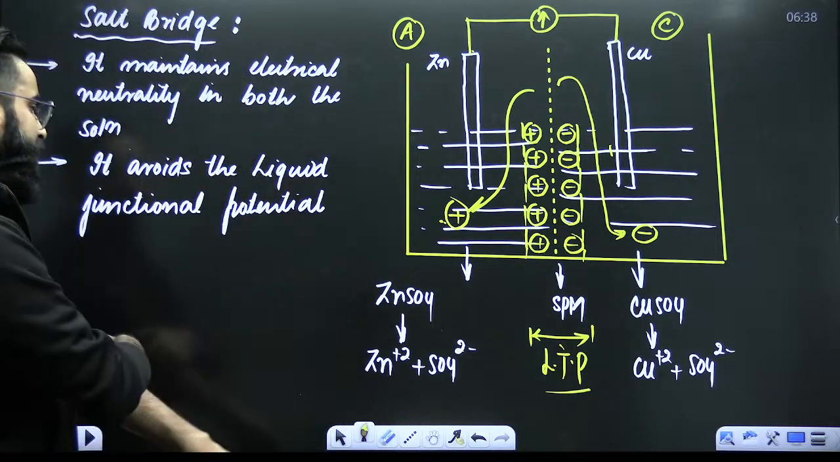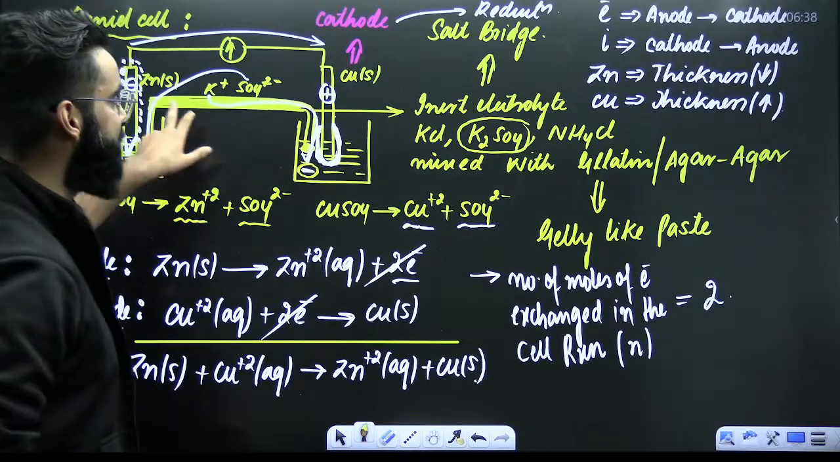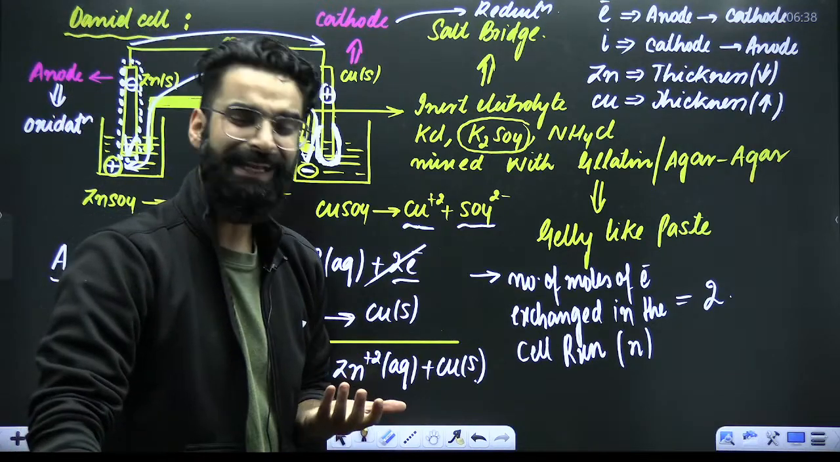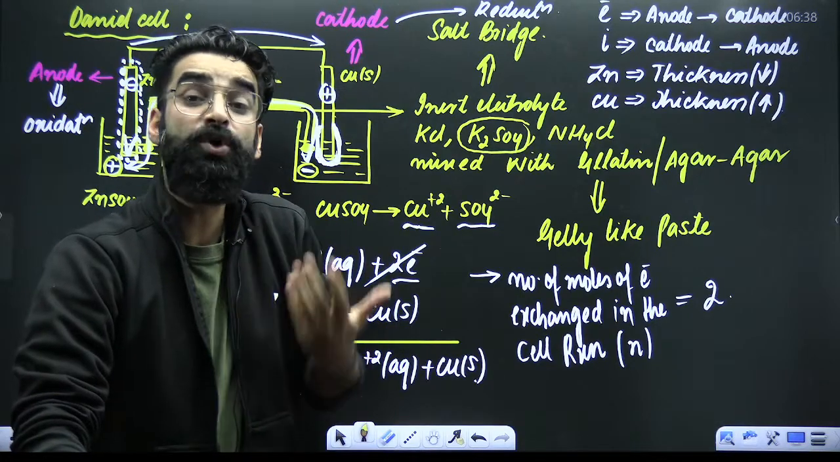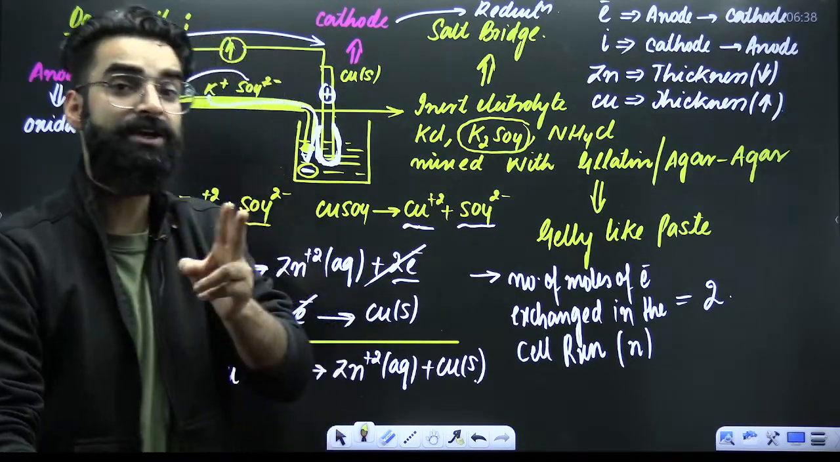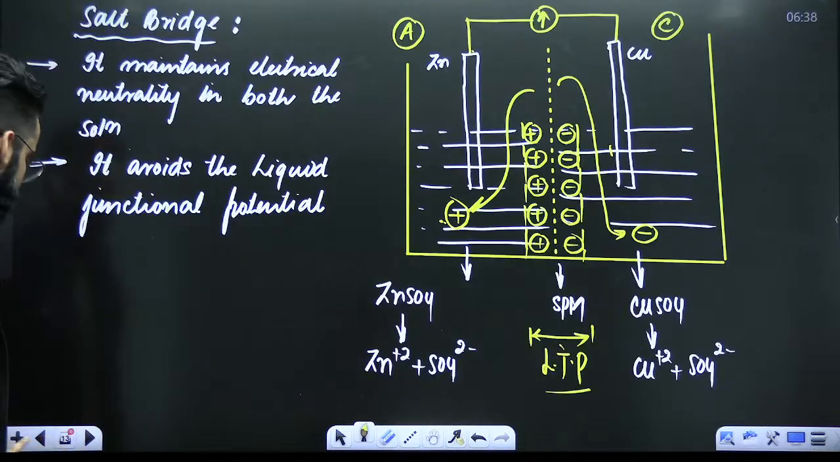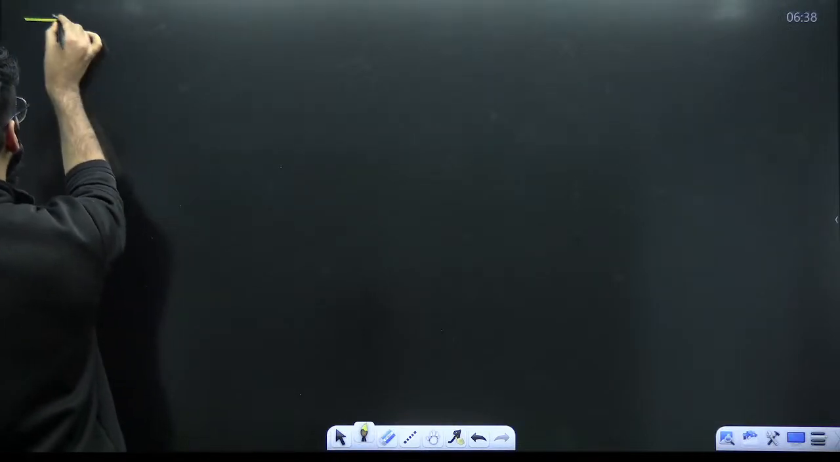Wonderful. Now have a look at a few more things. Since I told you the salt bridge contains an inert electrolyte, now people, if I ask you what the inert electrolyte does, you saw its function. So which type of salt can we use as the inert electrolyte? Conditions for a salt to be used as an inert electrolyte.